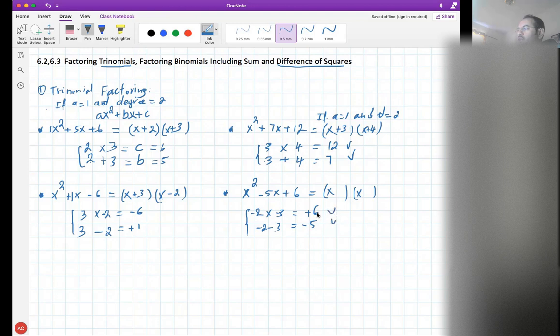So we have exactly what we want, +6 and -5. +6 from the multiplication, -5 from combining the two numbers. So this is exactly what we want. This is perfect. So +6, -5.